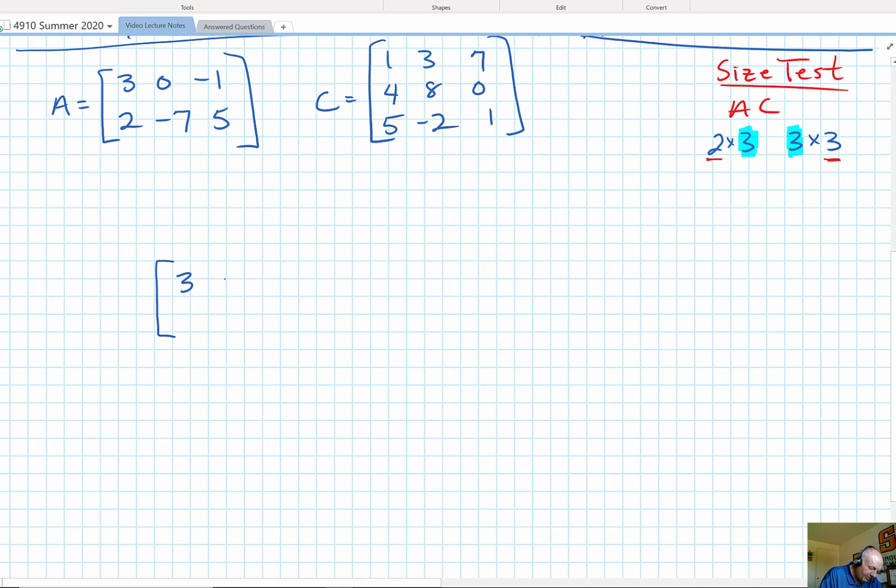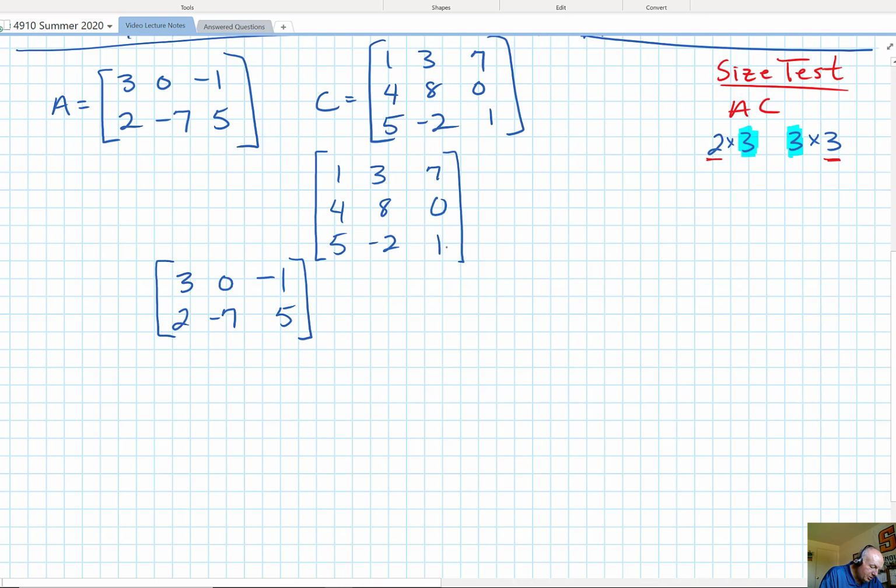So let's take our A matrix and write it down. This is how we multiply. And then kitty corner to it, I'm going to write down the C matrix: 1, 3, 7, 4, 8, 0, and 5, -2, 1.